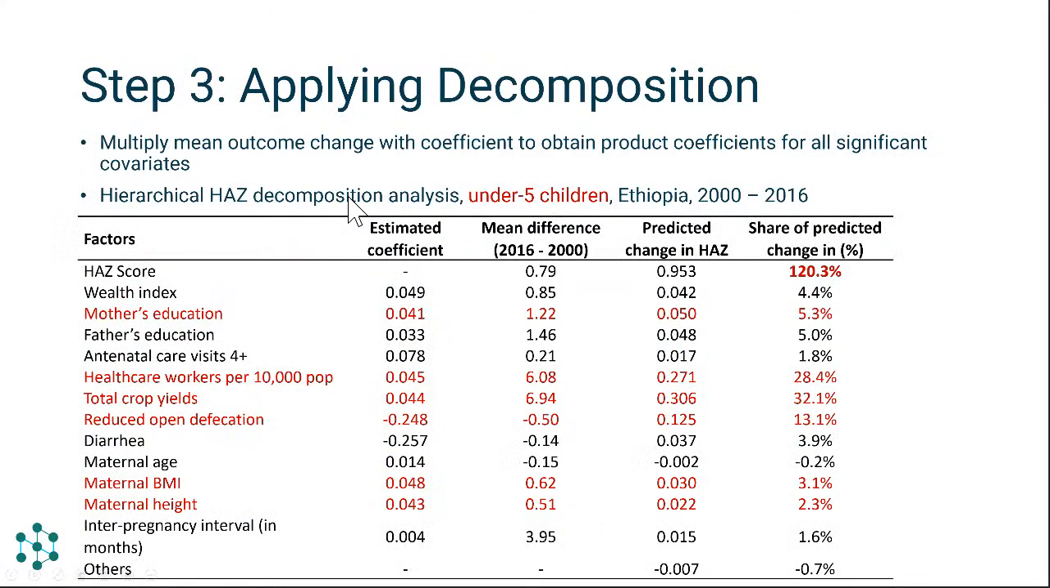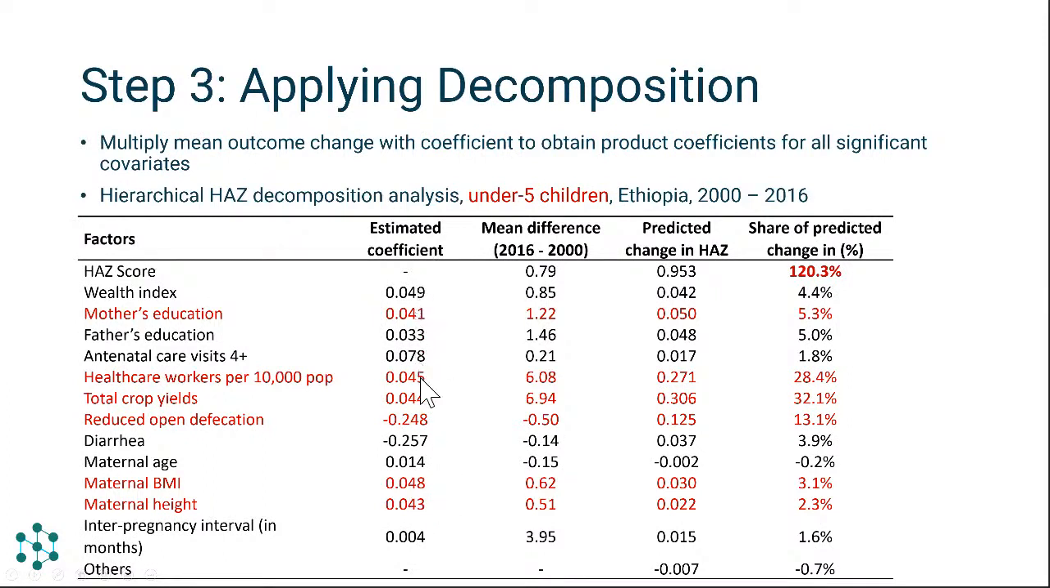So here is an example of the model for the under 5 children in Ethiopia for the time period that we were studying. So these are the same factors that I showed you in the earlier table that ended up being significant in the final multivariable model. So laid out in a table like this, we have the estimated coefficient from the model, and I've highlighted in red just some of the ones I wanted to focus in on.